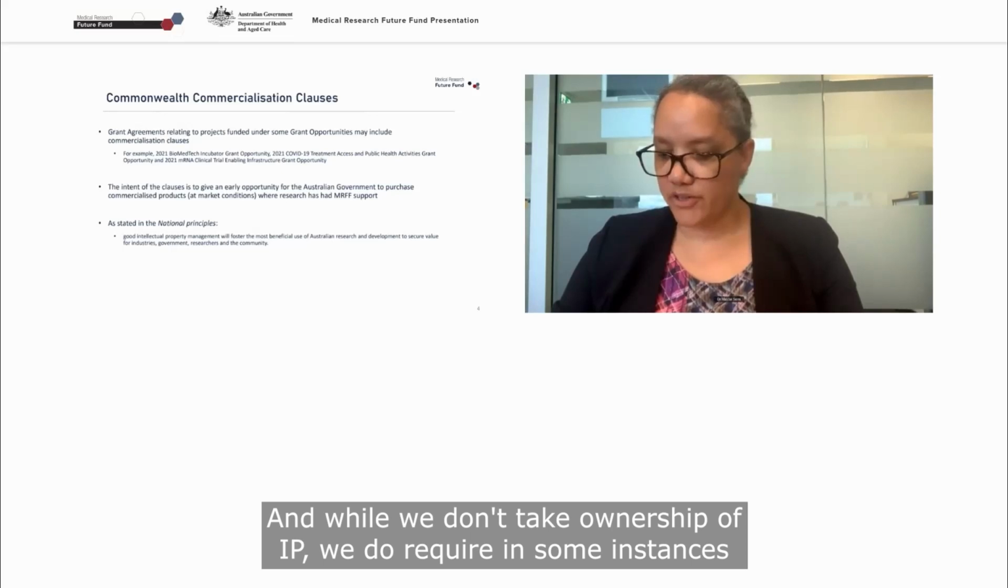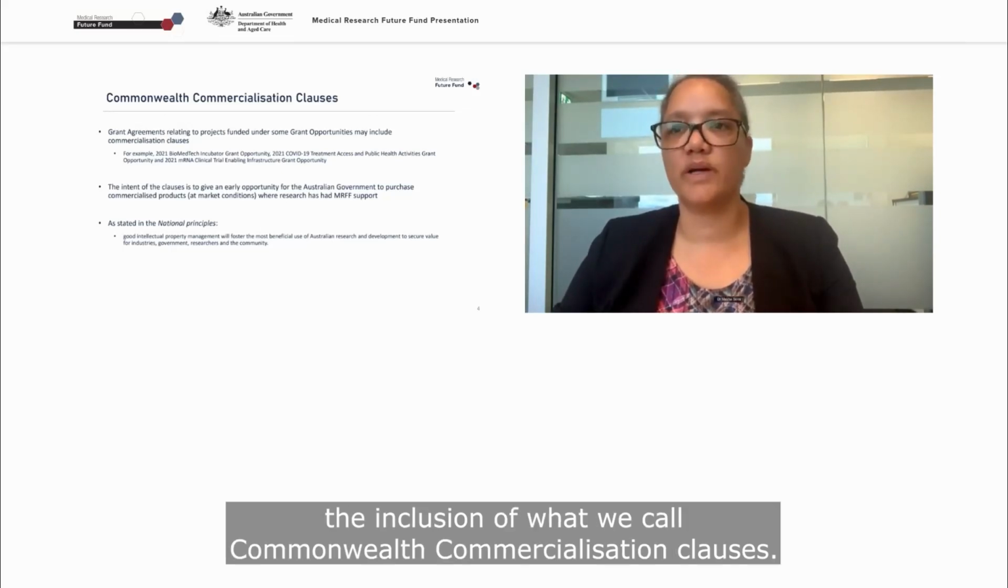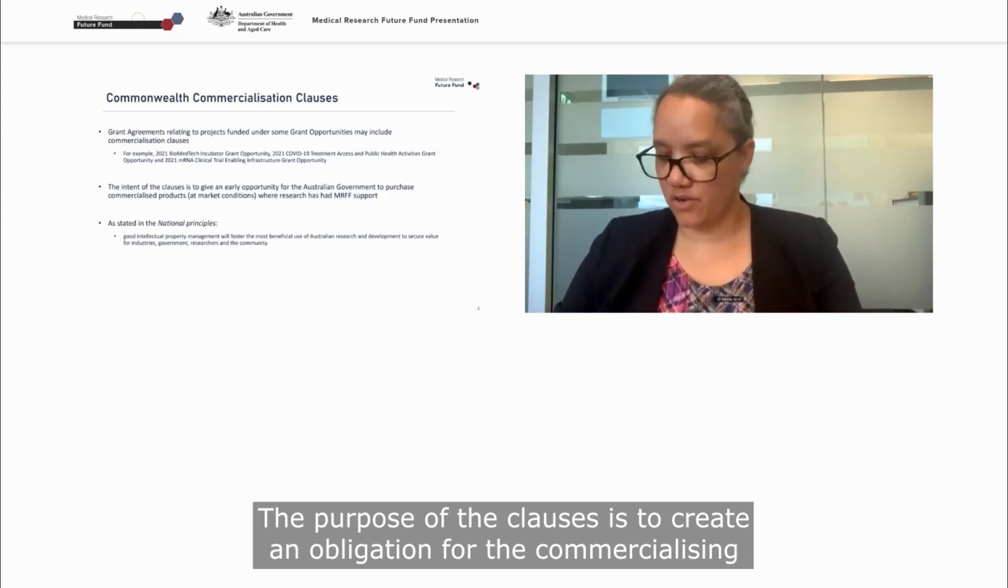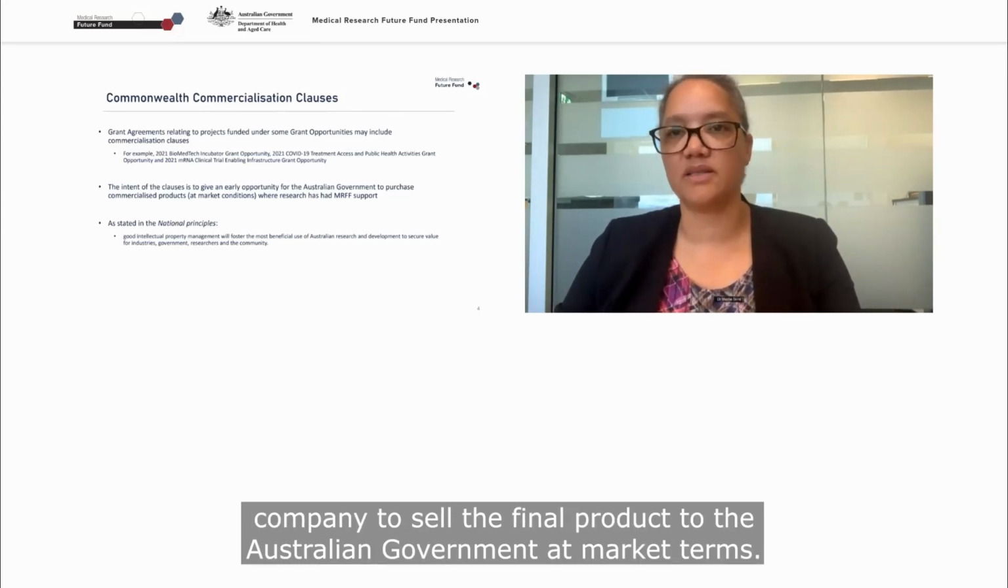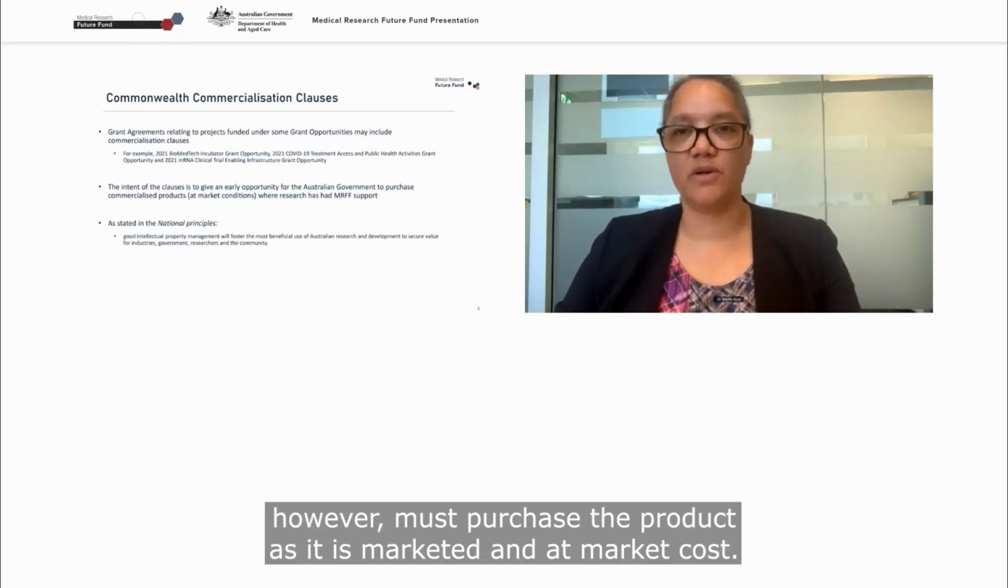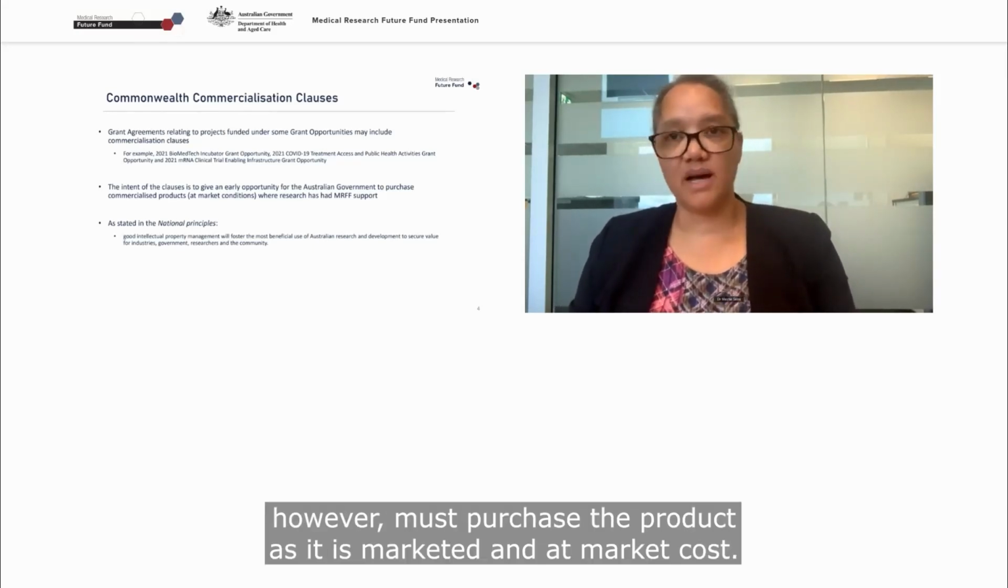And while we don't take ownership of IP, we do require in some instances the inclusion of what we call Commonwealth commercialisation clauses. The purpose of the clauses is to create an obligation for the commercialising company to sell the final product to the Australian government at market terms. That means the Australian government is at the front of the purchasing queue, however must purchase the product as it is marketed and at market cost.